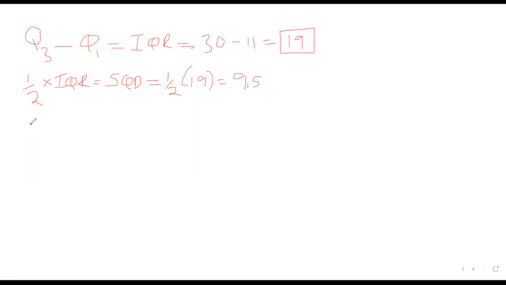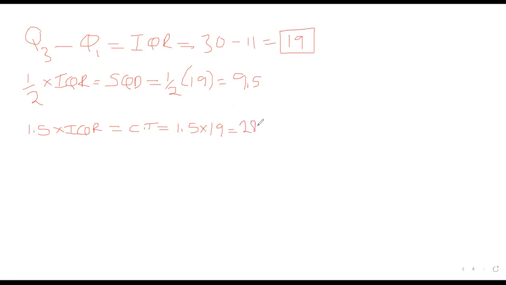How about if we multiply 1.5 times the interquartile range? What do we call that? 1.5 times the interquartile range. We call that the correction term. 1.5 times 19. What do we get? 28.5.